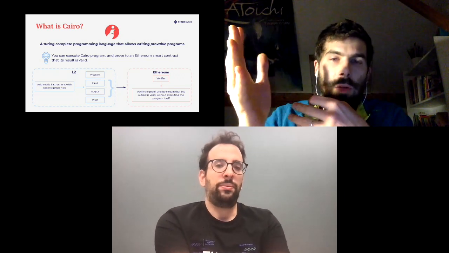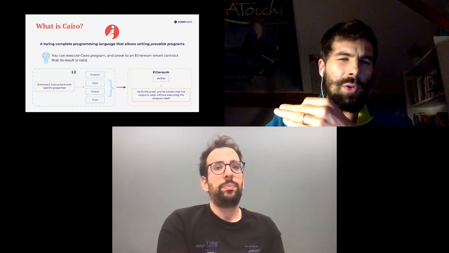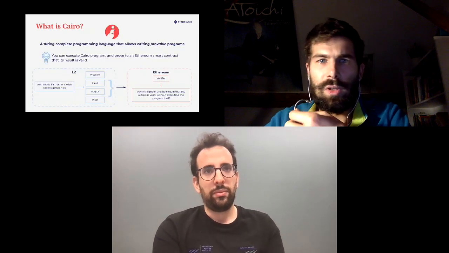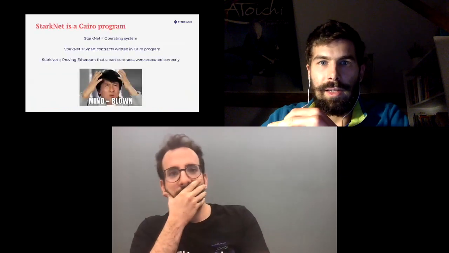So basically that's it. You write a Cairo program outside of L1, and you can prove to L1 that something happened. How does that link exactly to StarkNet, right? Because StarkNet is a computation network. What is the link with Cairo? Well, that's a really cool thing. StarkNet is a Cairo program.